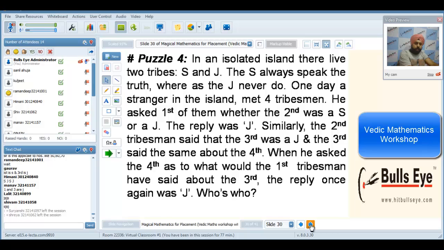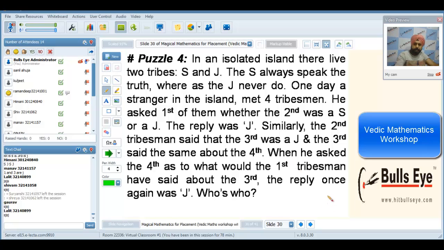Now friends, coming to the last part of this problem, he asked the fourth, what would the first have said about the third? We already know that first and third belong to the same category. So forgetting that this question was asked of the fourth, we can say that what the first would have said about the third will always be S. But this question was asked of the fourth and he answered J. This means the fourth himself is a J. So fourth being a J implies second is also a J. So first and third are S. I guess you all have got it, students. Okay, moving on to the last part of this.